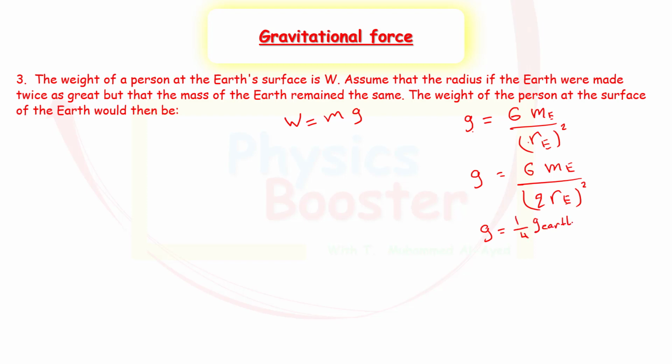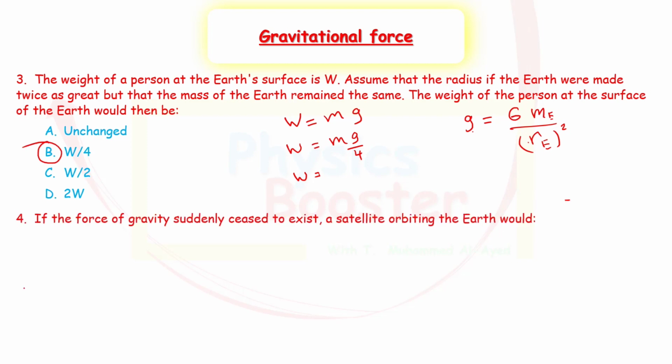Okay, so if the gravity is 4 times smaller, if we go back to our equation, our weight is going to be m multiplied by g over 4. So this means that our weight will be 4 times smaller. So it's going to be w over 4. Oh yeah, and the answer here is shown, it's B.